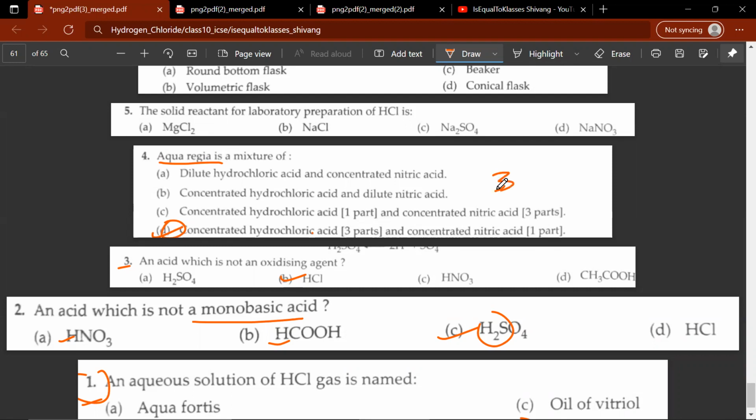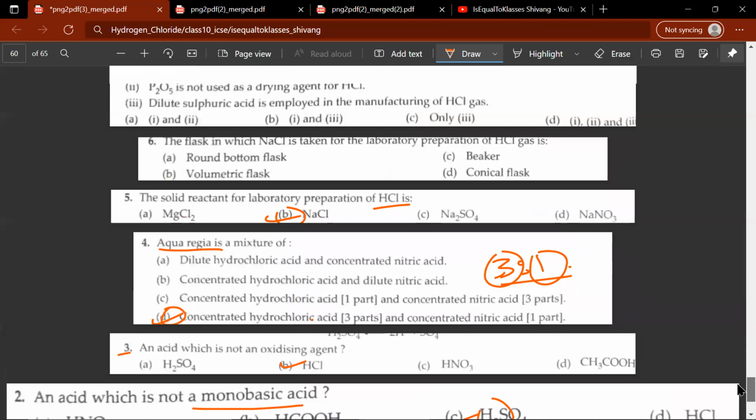The ratio is 3:1 for aqua regia, where 3 is concentrated HCl and concentrated HNO3 is 1. The fifth question, the solid reactant for laboratory preparation of HCl is A, B, C, or D. It would be B, NaCl, or normal salt.